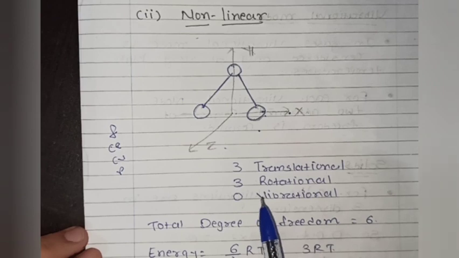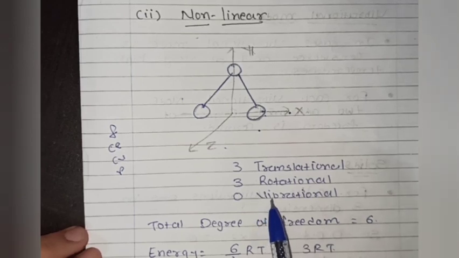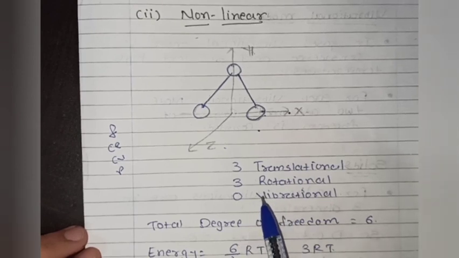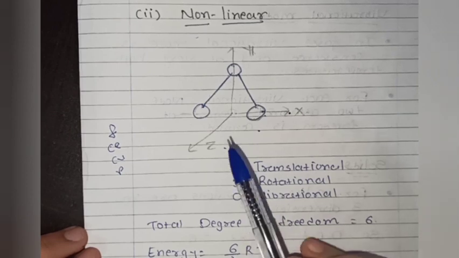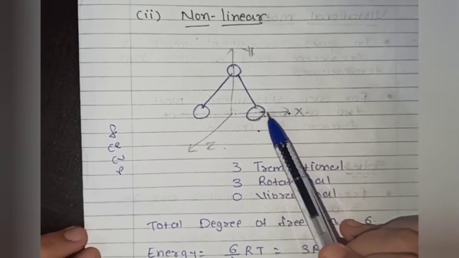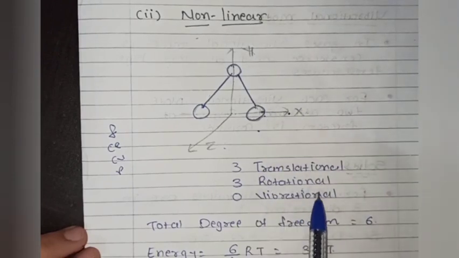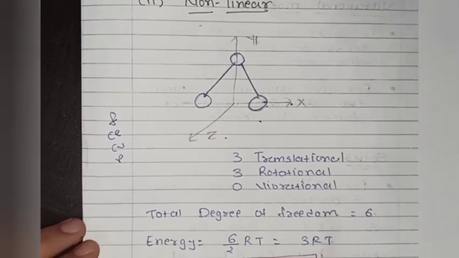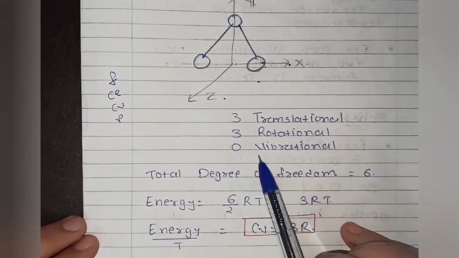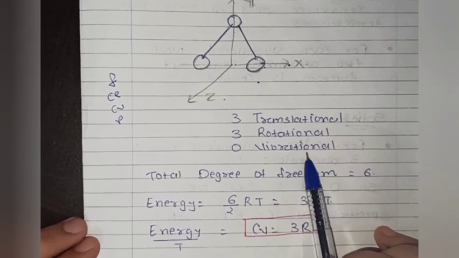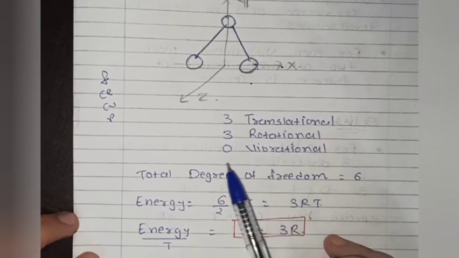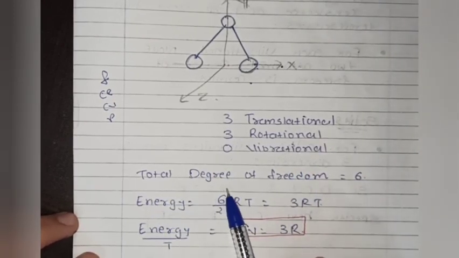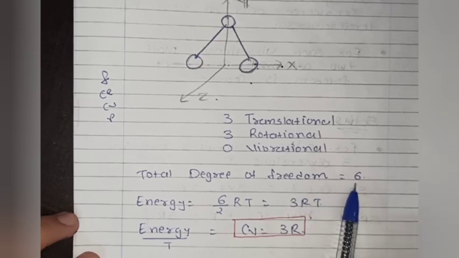Remember, monoatomic gas does not have any rotational degree of freedom. The diatomic and triatomic linear have 2 degrees of freedom for rotational energy, but the non-linear triatomic gas has 3 rotational degrees of freedom. Again, we are not considering the vibrational mode because it is not mentioned that the temperature is very high. So in this case, the total degree of freedom will be 6.